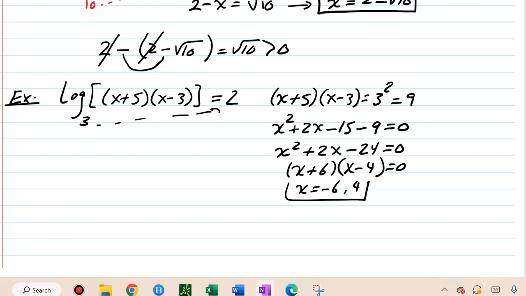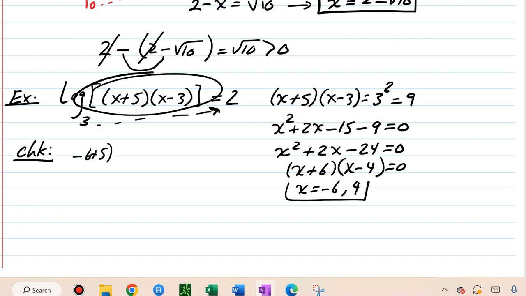Now, because this is a logarithmic equation, I need to check just to make sure the answers lie in the domain of the logarithmic function. So here's my check. And again, I'm doing a cursory check. So let's plug in negative 6. And for negative 6, what I'm checking is the argument. That's negative 6 plus 5.